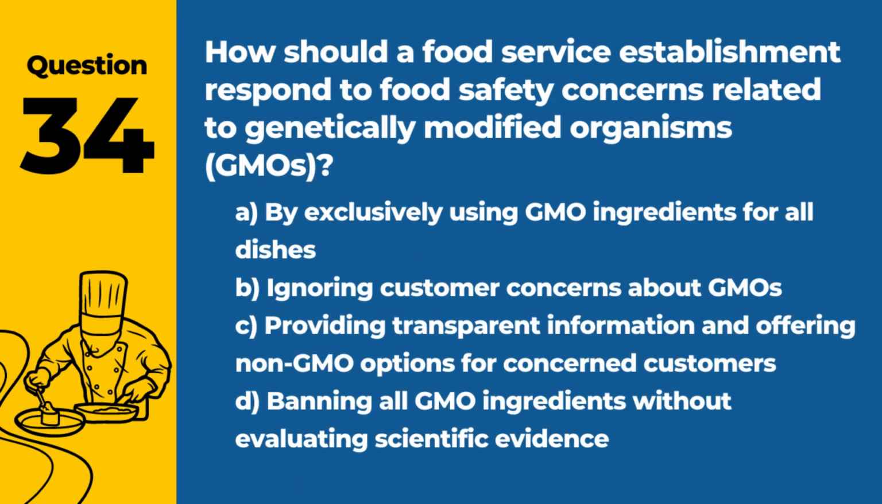Question 34. How should a food service establishment respond to food safety concerns related to genetically modified organisms, GMOs? A. By exclusively using GMO ingredients for all dishes. B. Ignoring customer concerns about GMOs. C. Providing transparent information and offering non-GMO options for concerned customers. D. Banning all GMO ingredients without evaluating scientific evidence.